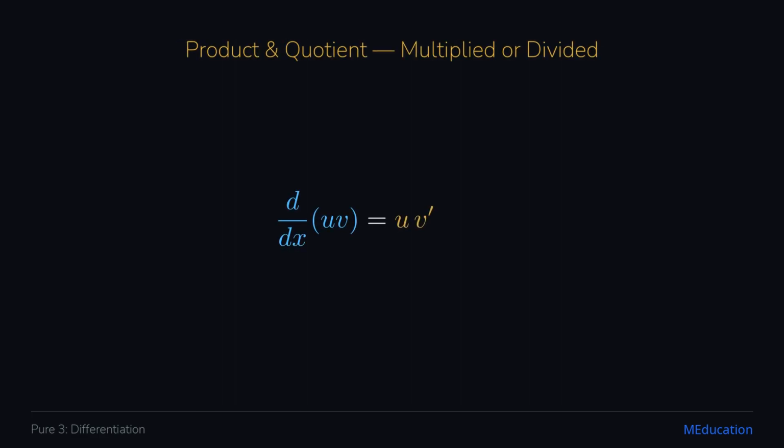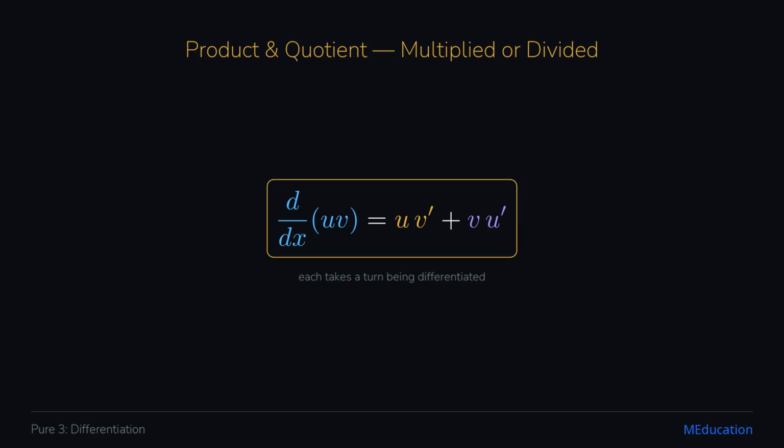When 2 functions are multiplied, use the product rule. Differentiate the first times the second, plus the first times the derivative of the second. Each function takes a turn being differentiated while the other waits. Say it as a little chant: first d second, plus second d first, and it sticks for life.